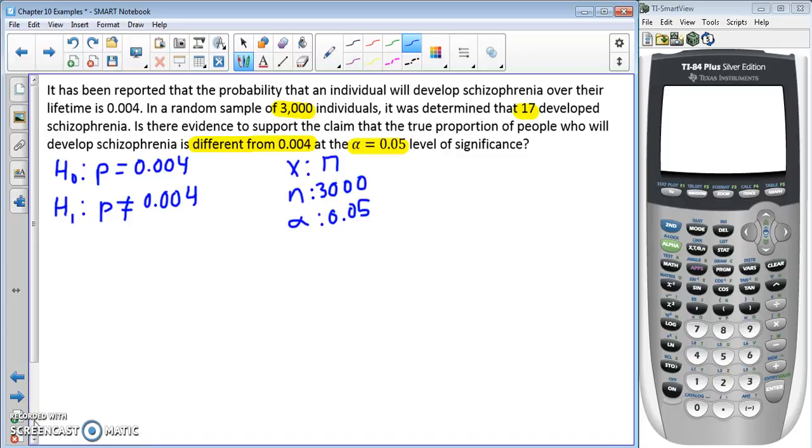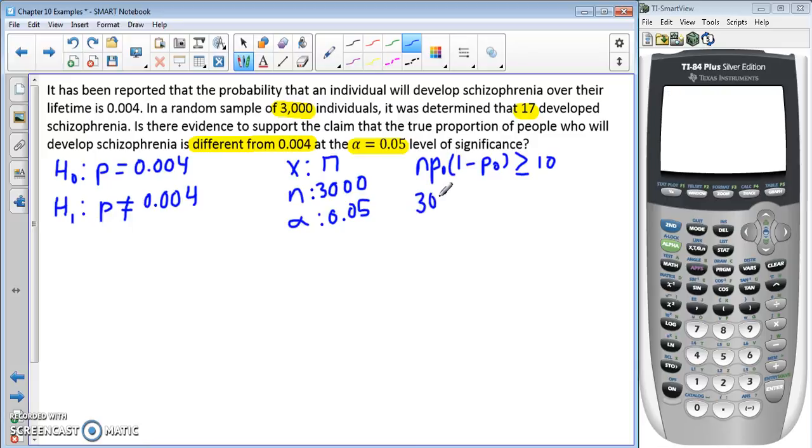And then we also must check that n times p naught, which is the population proportion in the null hypothesis here, so n times p naught times 1 minus p naught, is greater than or equal to 10. Once we check those conditions, we can proceed with our test. So let's check that.